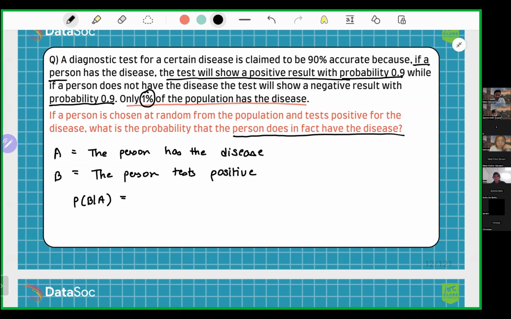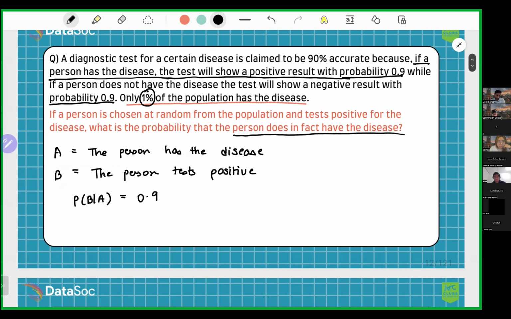If a person has the disease, the test will show a positive result with 0.9, while if the person does not have the disease, the test will show a negative result. That's the complement, so it's still 0.9. And only 1%. Remember, it's only 1%, so it would be 0.01, not 0.1.